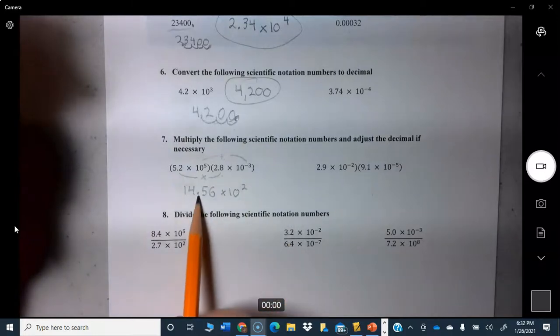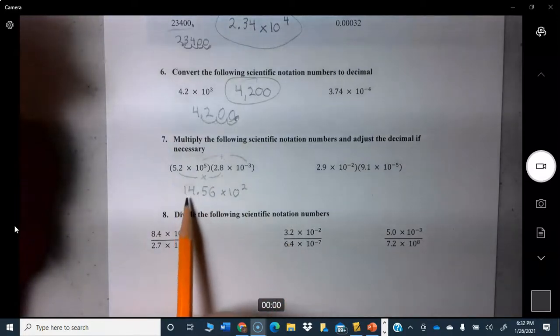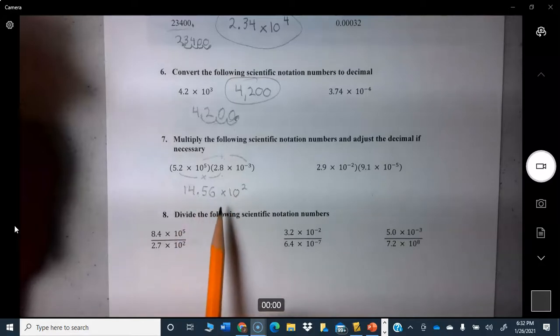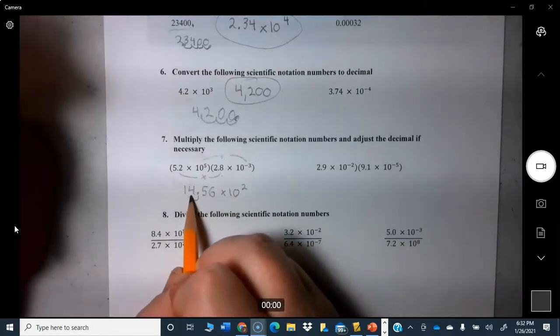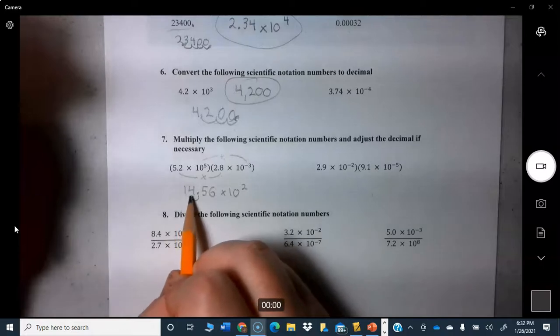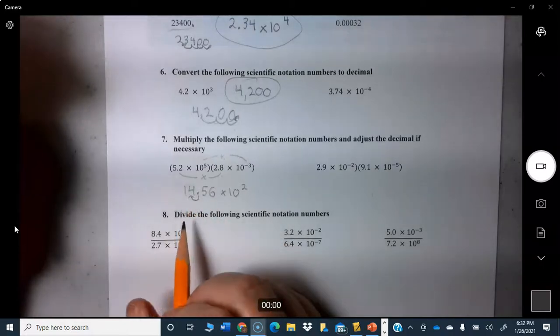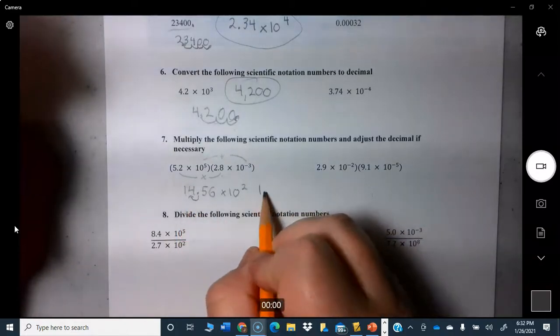Now we have to adjust the decimal. This should end up being a number between 1 and 9.99. So in order to get it there, I'm going to move the decimal over to here. So it makes 1.456. So I'll write that over here.